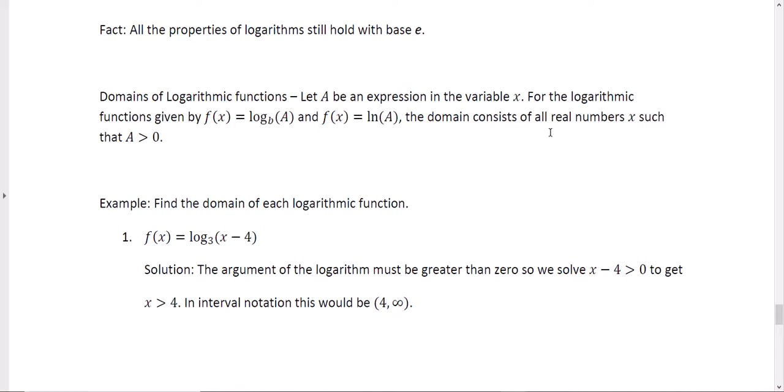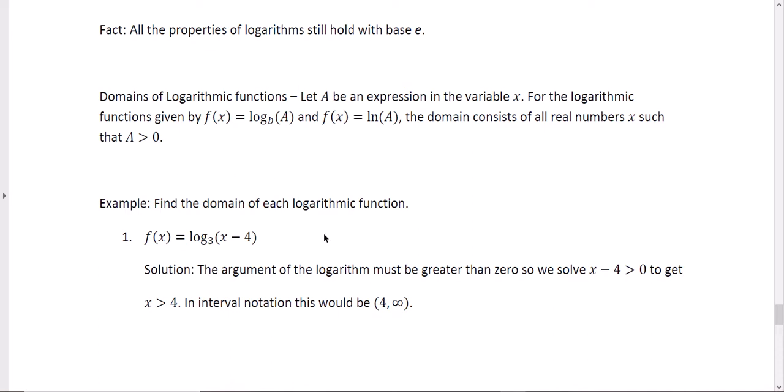The domain consists of all real numbers x, such that the expression on the inside is greater than 0. This a is called the argument of the log. Okay, so the argument, the denominator, the radicand. Those are the places that we look for domains. So the argument has to be positive, not 0, not negative, just positive values.